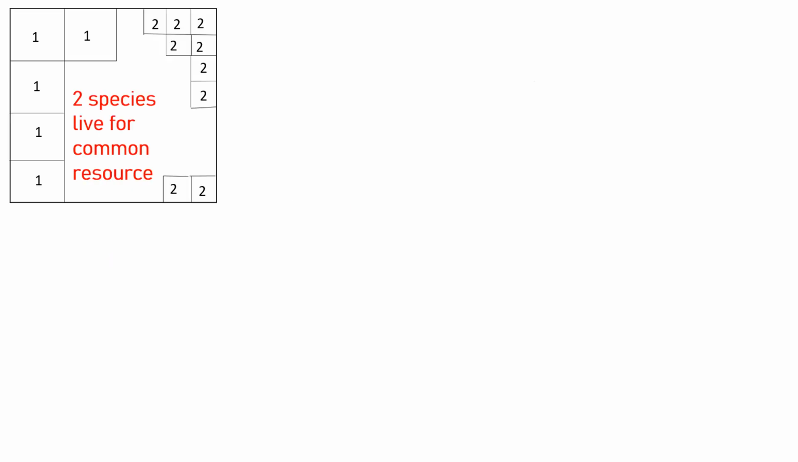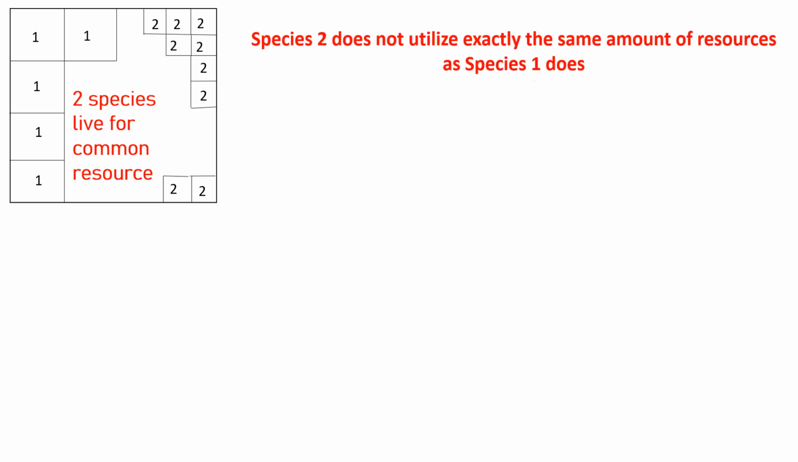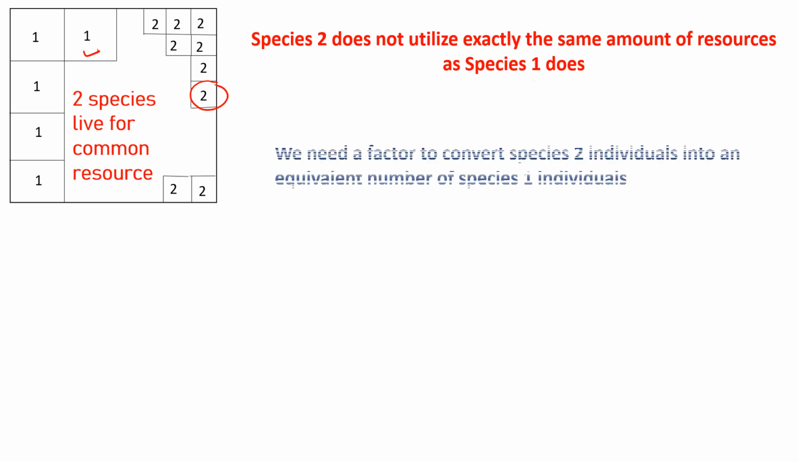But in a habitat, more than one species lives. So, when these two species whose requirements overlap live together, how will they survive? In this condition, species 2 does not utilize exactly the same amount of resources as species 1. Similarly, species 1 does not utilize the same amount of resources as species 2 does.